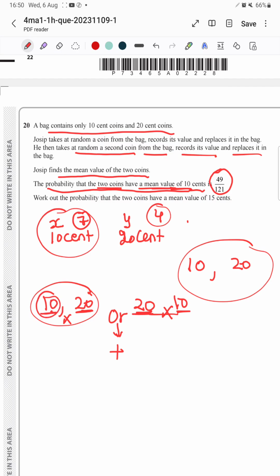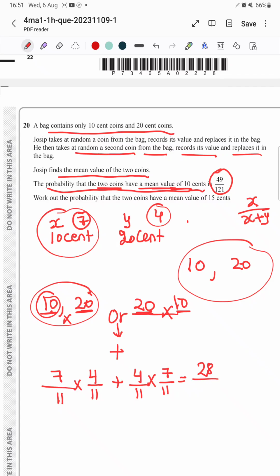10-cent coin probability is what? It is x over x plus y. So x means 7 and x plus y is 7 plus 4, 11, times 4 over 11 for the 20-cent coin. The probability is 4 out of 11, times the 10-cent coin, 7 out of 11. So this is 28 out of 121 plus 28 out of 121, which will give me 56 over 121, and we cannot further simplify. So this is my answer.